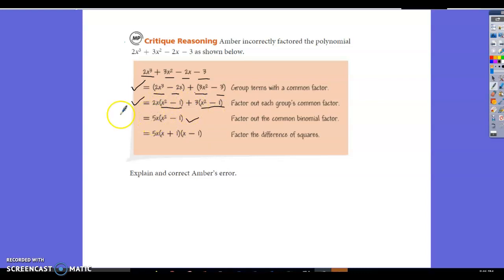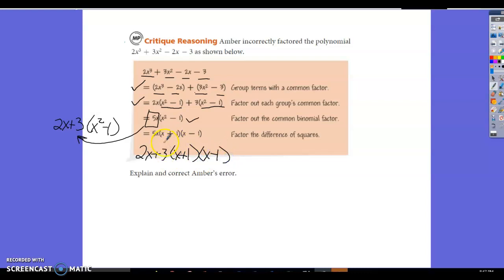So here's her mistake. So right here she should have 2x plus 3, and then times x squared minus 1. So what she did was she added those together here, and that's the part that's incorrect. It should be this instead. Then she went on to factor x squared minus 1 as a difference of squares, so that is correct. So her only mistake was that one place right there. So her answer should be 2x plus 3 times x plus 1 times x minus 1.